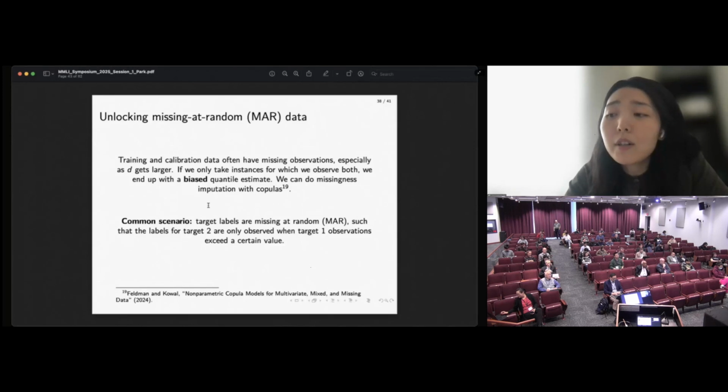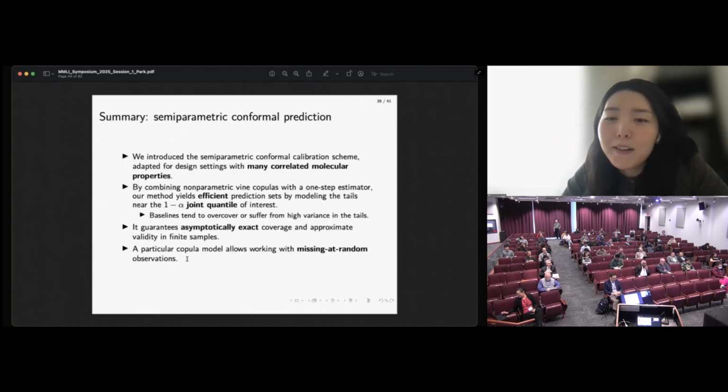And this is actually a very common scenario in drug design. For example, we may only measure target 2 after we measure target 1 and see that it exceeds a certain value. And it could be that target 1 is the important property like potency, and we choose not to expend lab resources on measuring target 2 for the molecule if it's not potent enough. I'll let you read the summary.